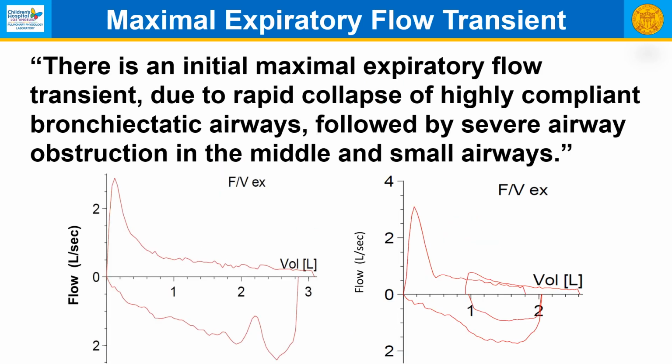And the way I describe this in pulmonary function testing is I say there is an initial maximal expiratory flow transient due to rapid collapse of highly compliant bronchiectatic airways, followed by severe airway obstruction in the middle and small airways. So that's how I would describe this in a pulmonary function report.